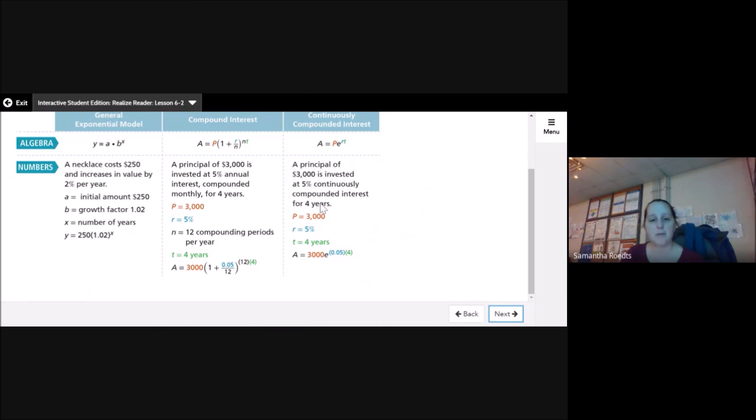My continuously compounded interest. Same type of problem, except it's continuously compounded. So 3,000, 5% is my rate, for 4 years. So A equals 3,000 times e, remember, you can use that in your calculator, to the 0.05 times 4. That is the end of Unit 6, Lesson 2.